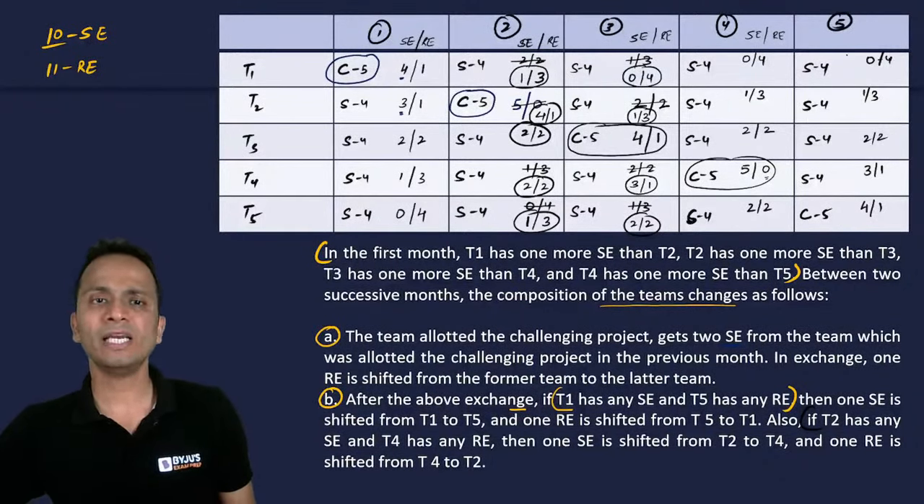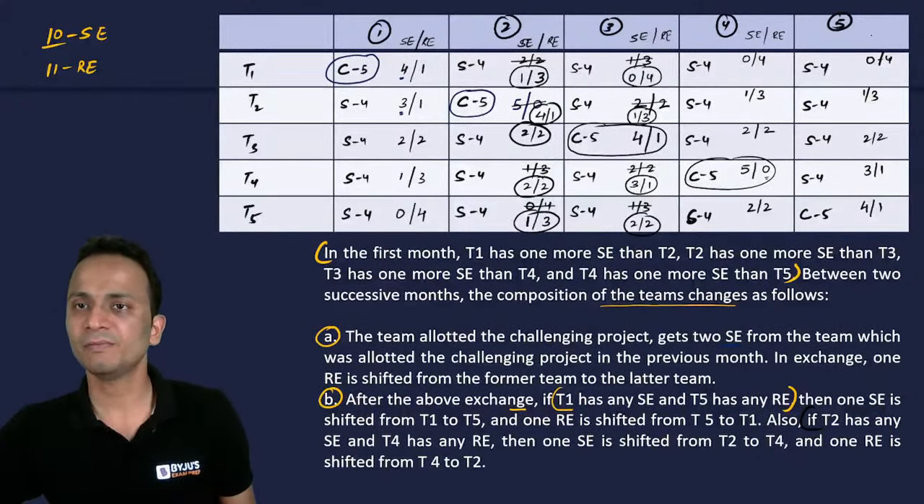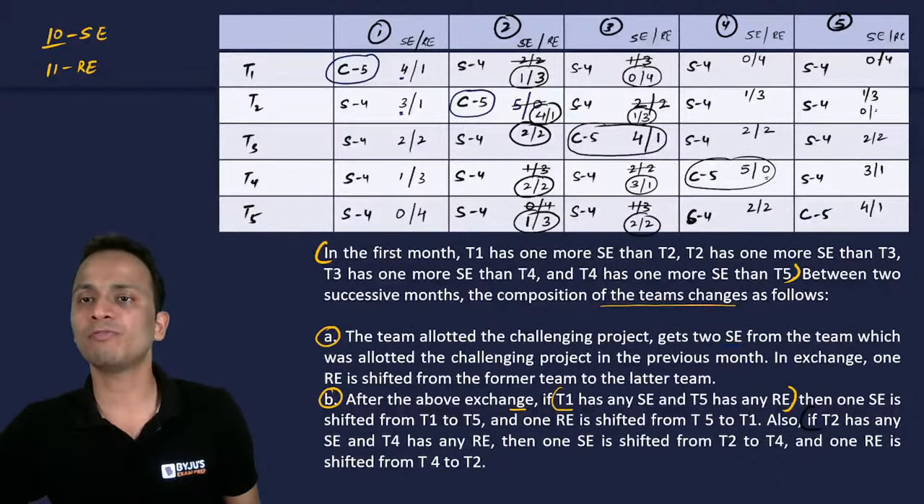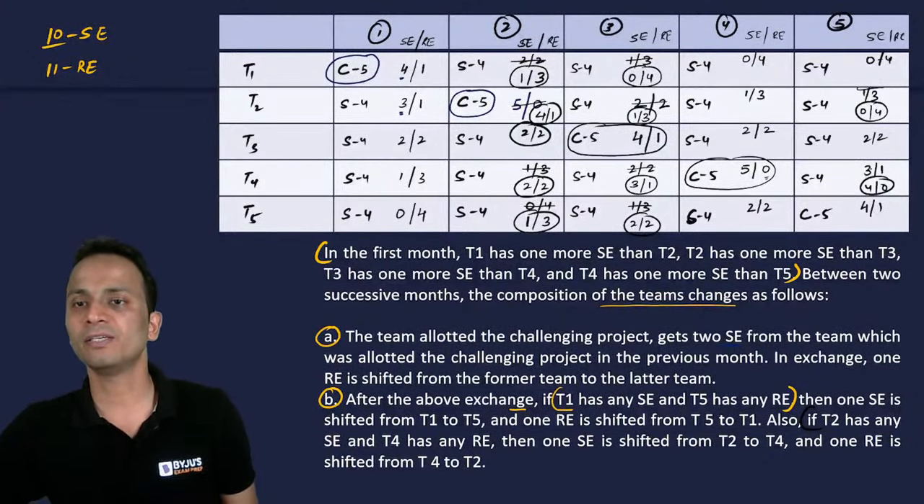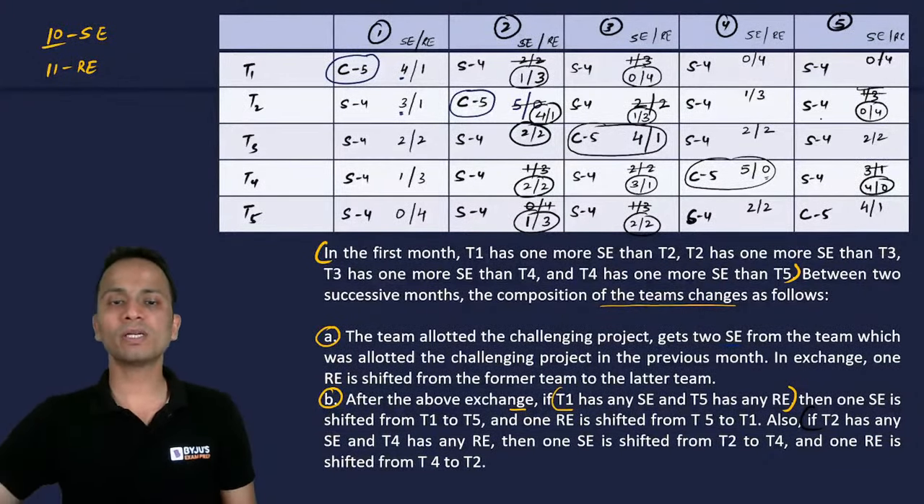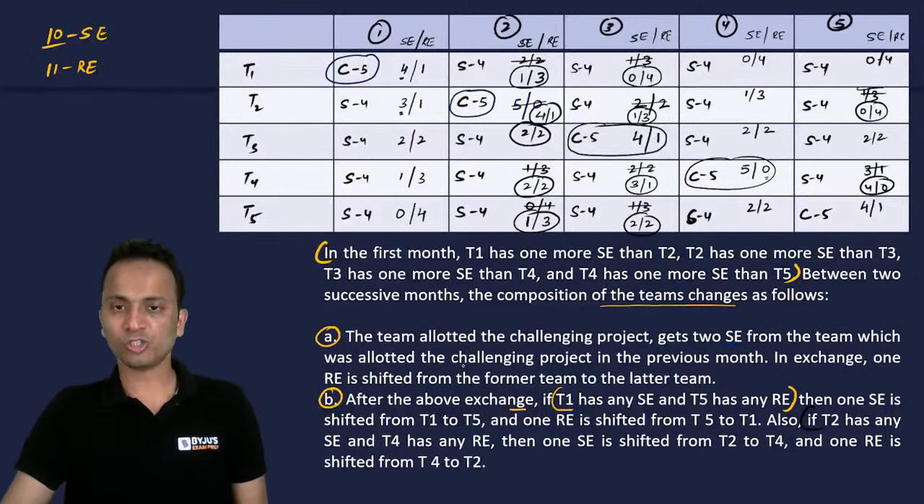Again, between T1 and T5, exchange will not happen because T1 does not have SE. And for RE, for team 2 and team 4, yes, exchange will happen because they both have SE and RE. So 0, 4 is the new composition and 4, 0 is the new composition for team 4. Okay, so that's it. The question is over.